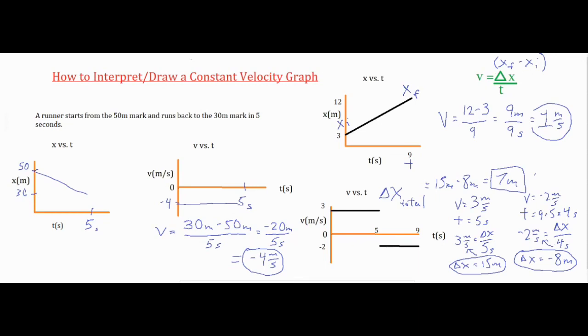Okay, so that's how you solve a constant velocity problem as far as sketching a position versus time graph, a velocity versus time graph, and then doing it the other way around, given the graphics, solving for the different values based on the values that you pull from the graph.